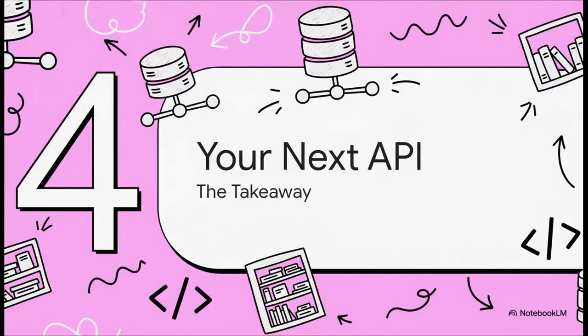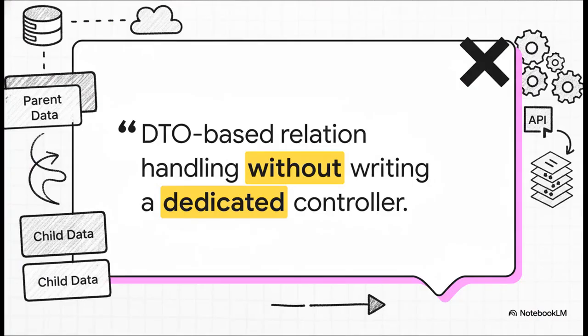So let's bring this all together. When you look at all these features, what's the big takeaway? What does this all mean for your next project? This quote from the source material, it really just says it all. I want you to just think about that for a second. Imagine handling complex data relationships, fetching parents and all their children, and having it all mapped to clean DTOs without ever once writing a dedicated controller for it. It represents a fundamental shift in where you spend your time as a developer. You're moving from writing plumbing to actually solving business problems.